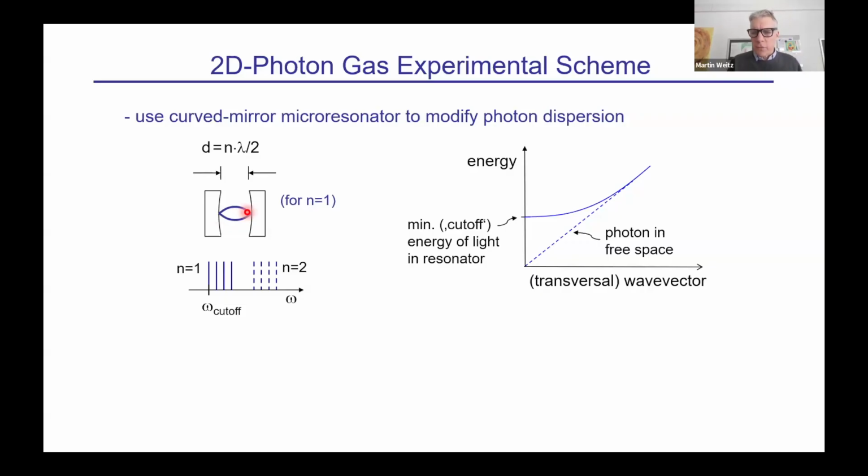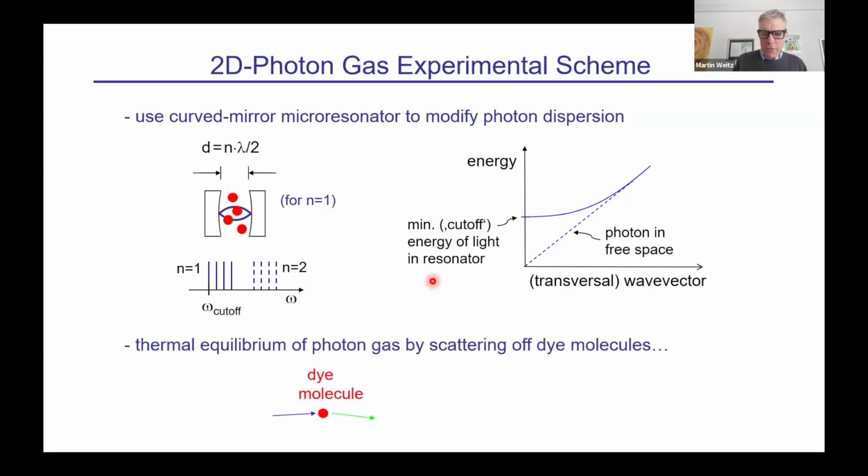So we have a low frequency cutoff, similar to a microwave waveguide, which in this case is for the TM00 mode of the n equal to 1 longitudinal mode manifold. And on top of that, there are higher transverse modes. And here at some point, the n equal to 2 manifold would set in. So the dispersion relation is not anymore linear as in free space. There's this low frequency cutoff, and on top of that, the dispersion turns out to be parabolic. Next, we reach thermal equilibrium of the photon gas by absorption and re-emission events of these dye molecules, as I will explain on the next slide.